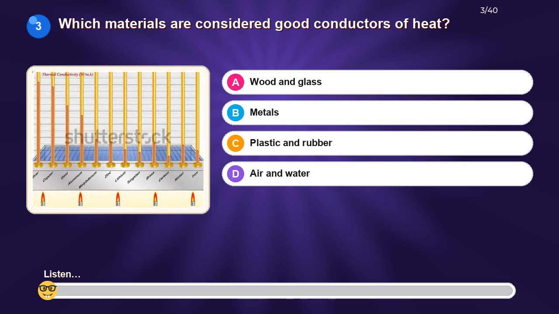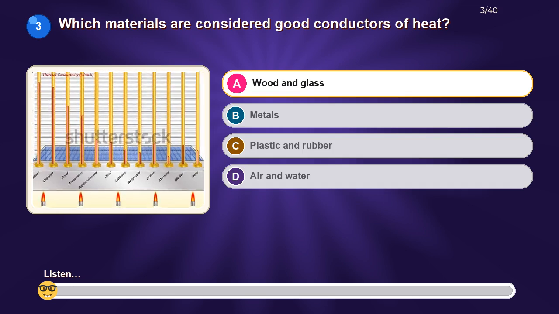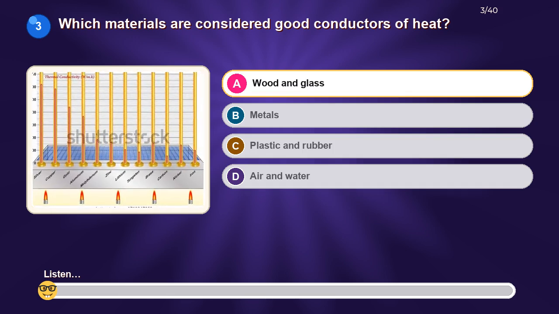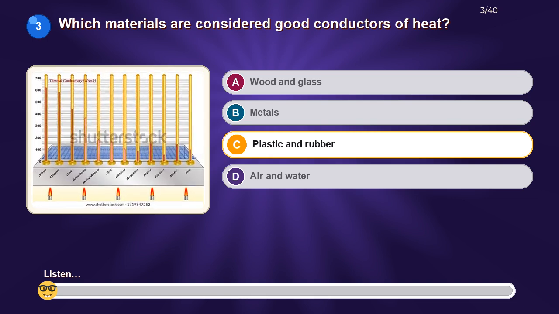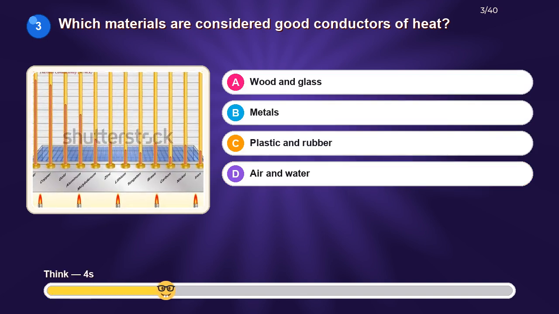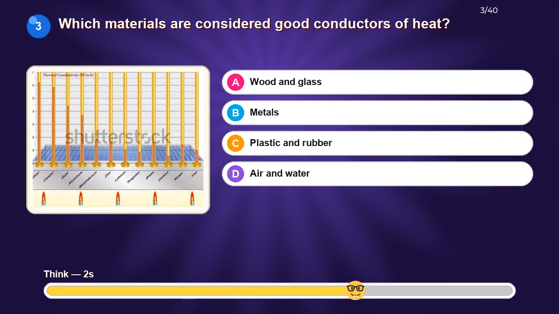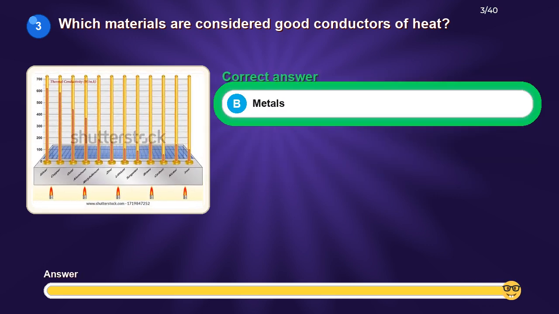Which materials are considered good conductors of heat? Option A, wood and glass. Option B, metals. Option C, plastic and rubber. Option D, air and water. The correct answer is metals.